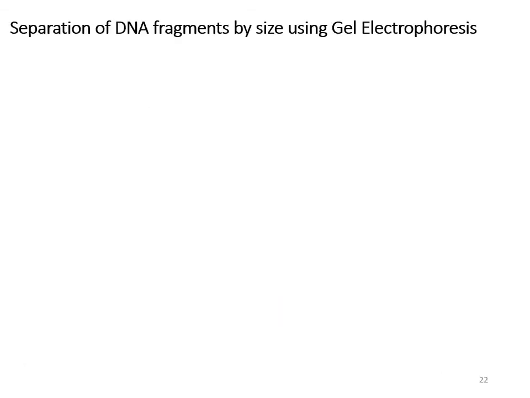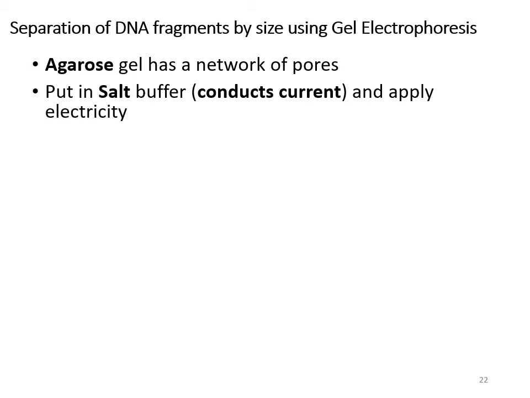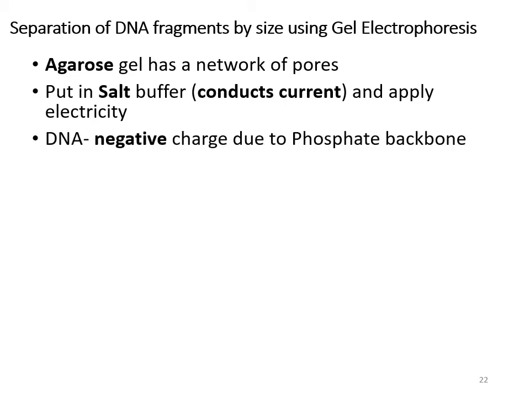Now, gel electrophoresis is one of the most commonly used techniques. What you basically do is you put DNA fragments into an agarose gel, and that agarose has a network of varying size pores. You put in a salt buffer, and if you think about it, salt conducts electric currents. So you apply an electric current, and as you already know, DNA has a negative charge. So when you put that electric current through, those negative charges are going to flow toward the positive side of that tray that you have set up.